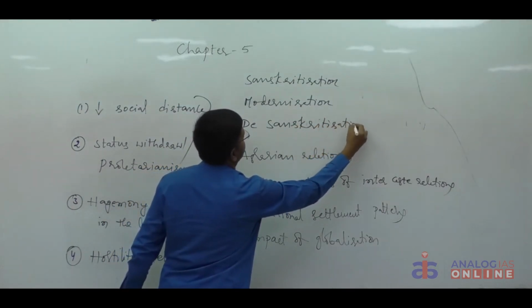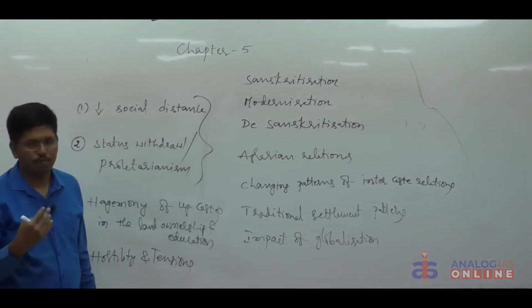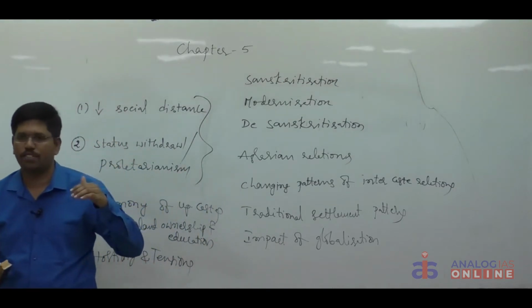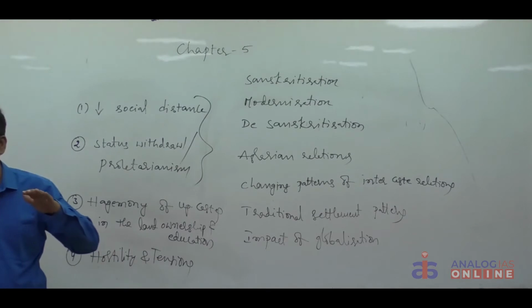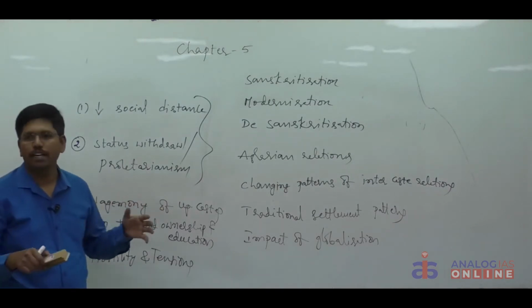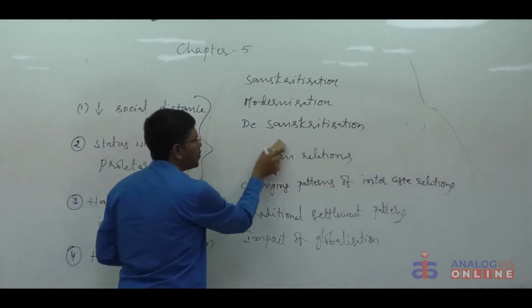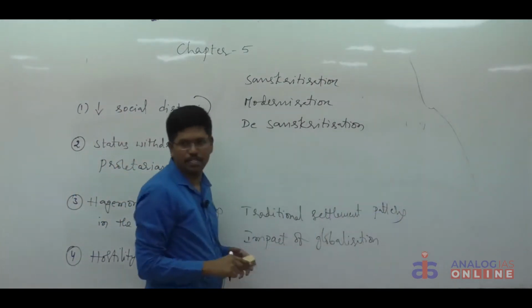In sanskritization, what happens? The lower caste imitate the lifestyle of the upper caste. In desanskritization, the higher caste liberalize the rigidities associated with the caste system and they interact with the lower caste people freely. That is called desanskritization. There is an anthropologist by name K.L. Sharma. He called this process desanskritization.